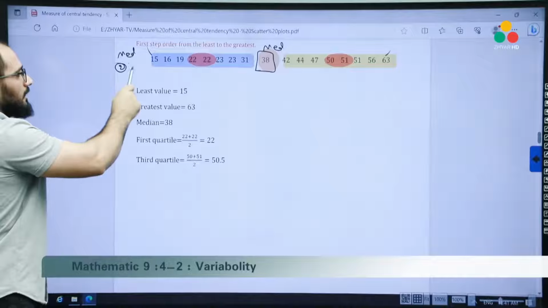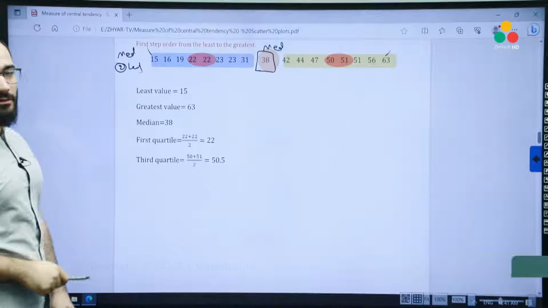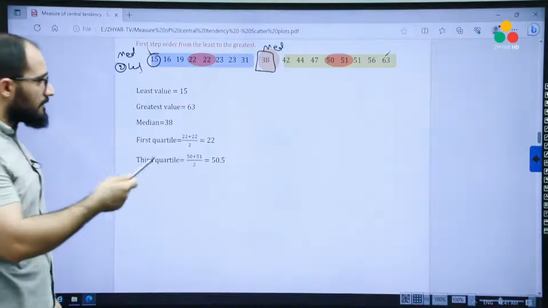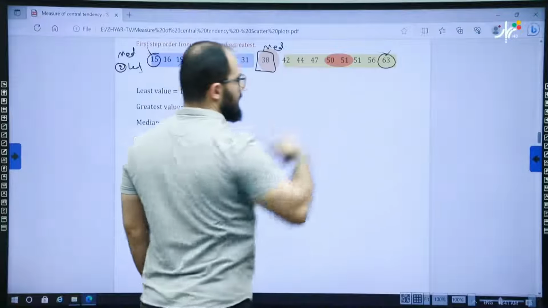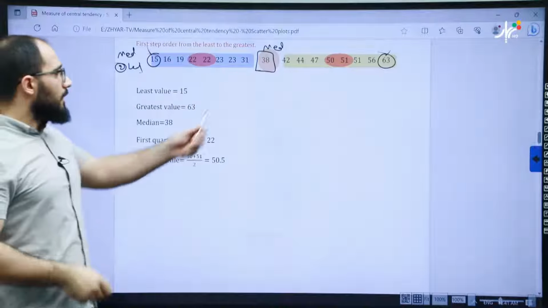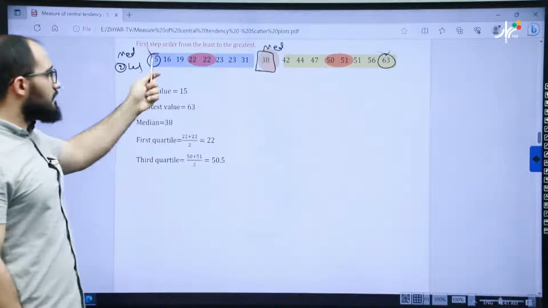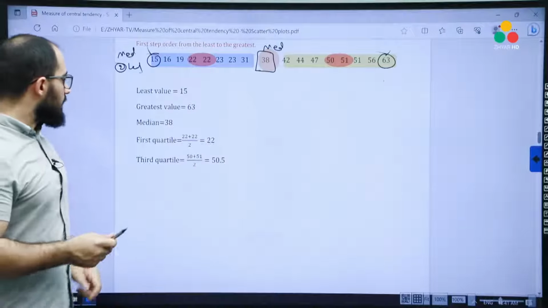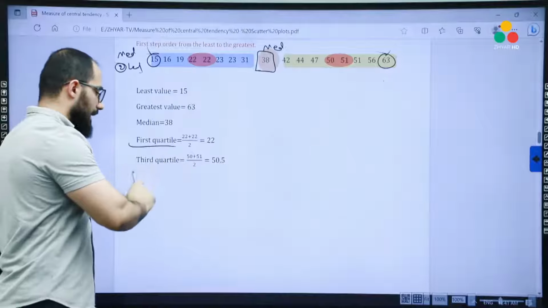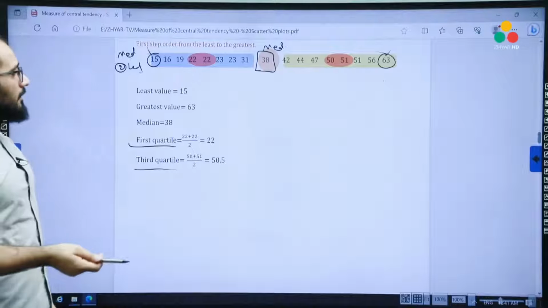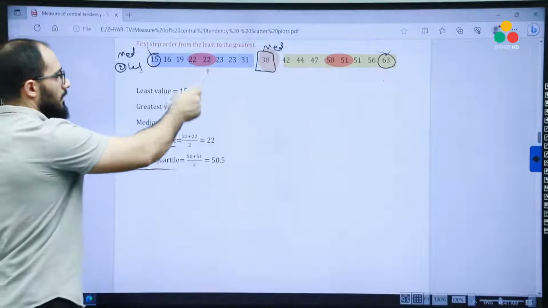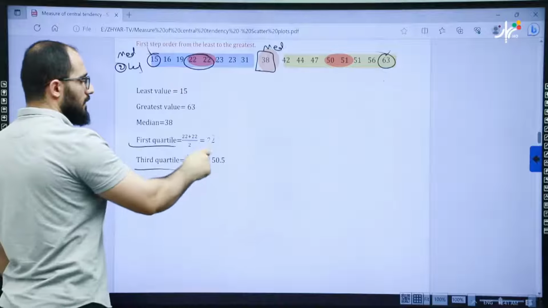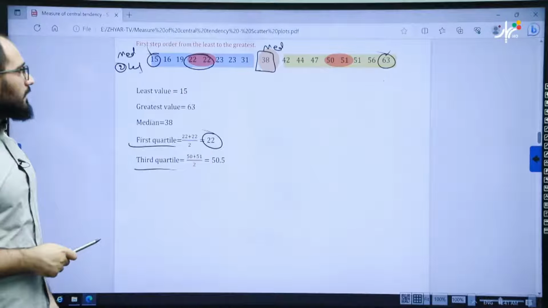Second, we need the least value. What is the least value? The least value is 15. What is the greatest value? The greatest value is 63. So right now we have the median, the least value, and the greatest value. Two more values are left, the first quartile and the third quartile. The first quartile is the median of the lower half. 22 plus 22 divided by 2 is going to be 22. So the first quartile is 22.